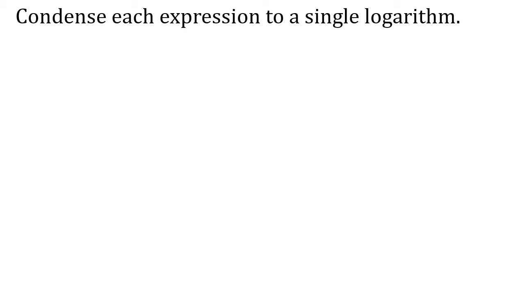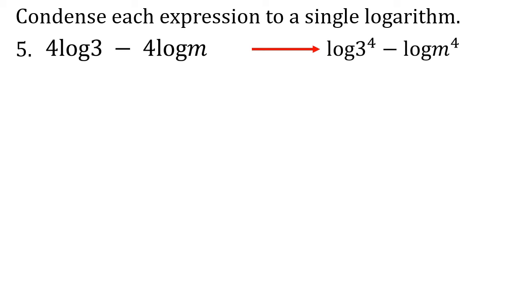We can also condense an expression to a single logarithm. For example, we have 4 log 3 minus 4 log m. So observe the expression. There's subtraction there. Since it has a numerical coefficient before the logarithm, it can become an exponent of the expression. So this can be expressed as log 3 to the 4 minus log m to the 4.